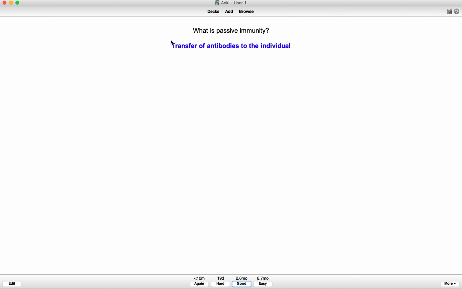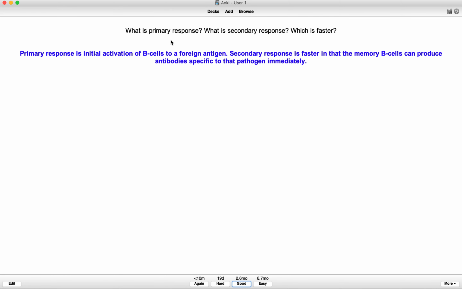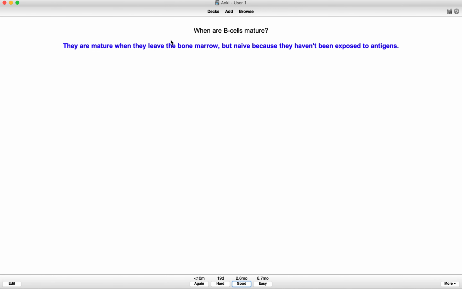Passive immunity is transfer of antibodies into the individual. Primary response, secondary response, which is faster? Primary response is the initial activation of B cells by a foreign antigen. Secondary response is when we have memory B cells that produce antibodies specific to that pathogen immediately, so it's faster. B cells mature in the bone marrow. They're mature when they leave the bone marrow, but naive because they haven't been exposed to antigens yet.